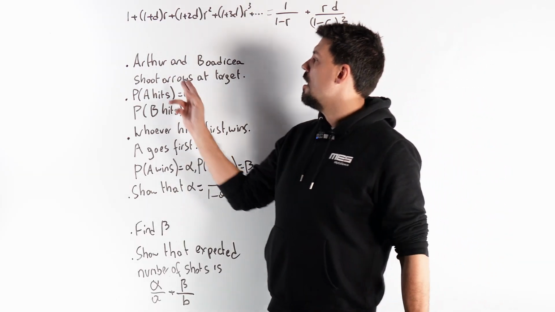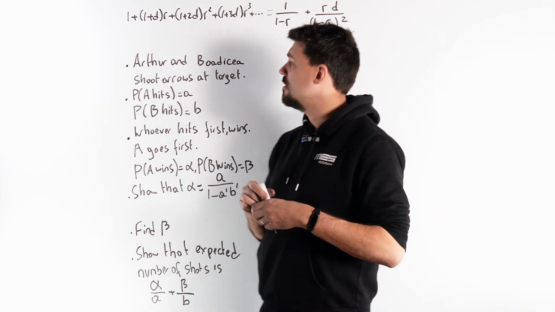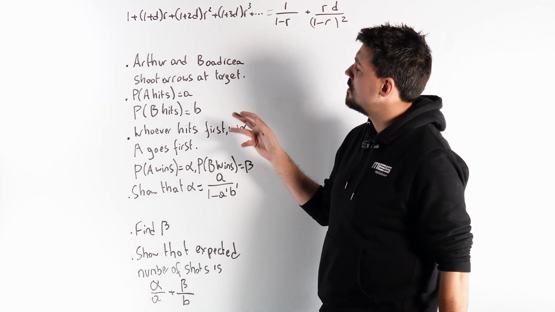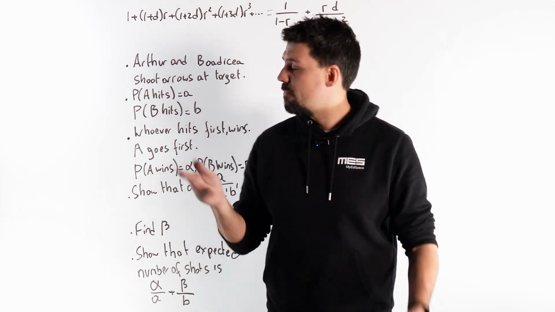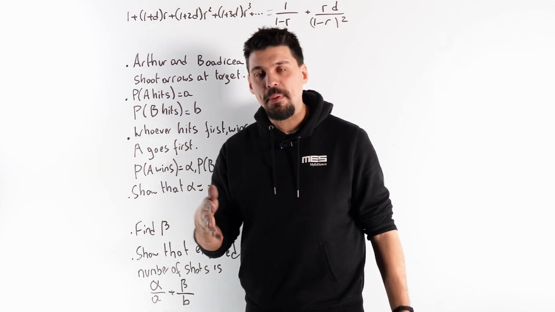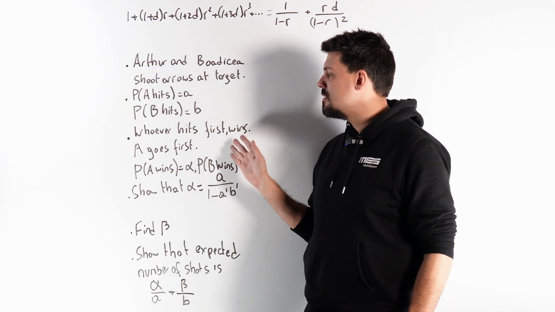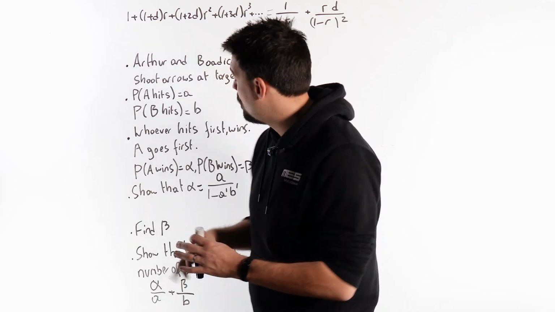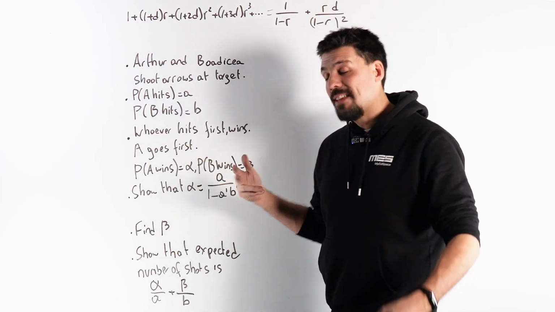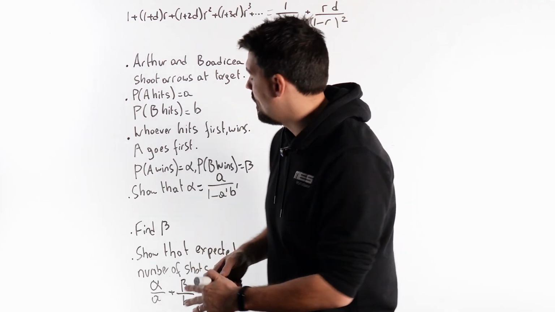Now, here's the situation. Arthur and Boadicea, henceforth referred to as A and B affectionately, as their parents always referred to them, are shooting arrows at a target. The probability that A hits is A, funnily enough. The probability that B hits is B. Whoever hits first wins, and Arthur or A gets to go first. Lucky, lucky Arthur. The probability that A wins is alpha, and probability that B wins is beta, because we are full of imagination like that.